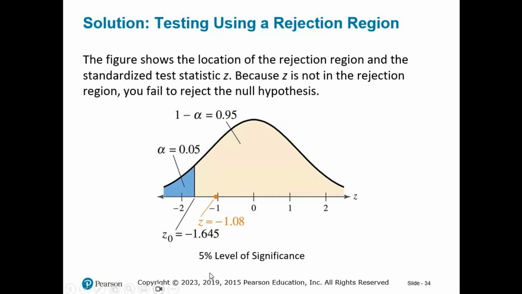It is not in the rejection region, so we do not have sufficient evidence to reject the null hypothesis. So we fail to reject the null hypothesis. There's not enough evidence at the 5% level of significance to support the employee's claim that the mean salary is less than 95,600. Okay, let's do one more, then we'll call it for the day.